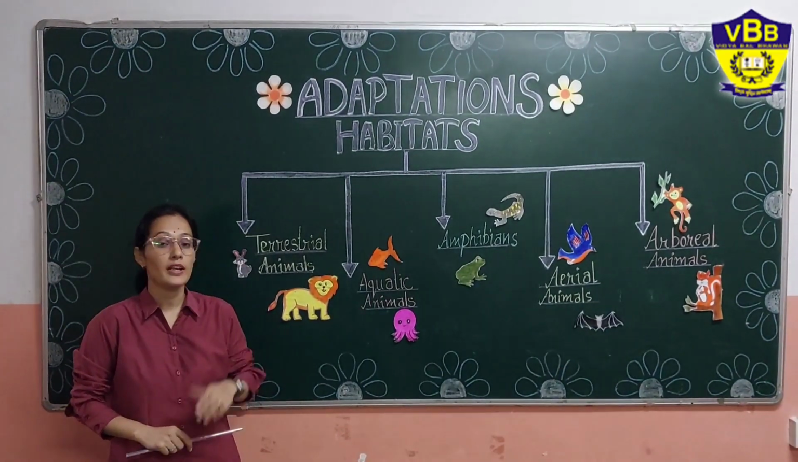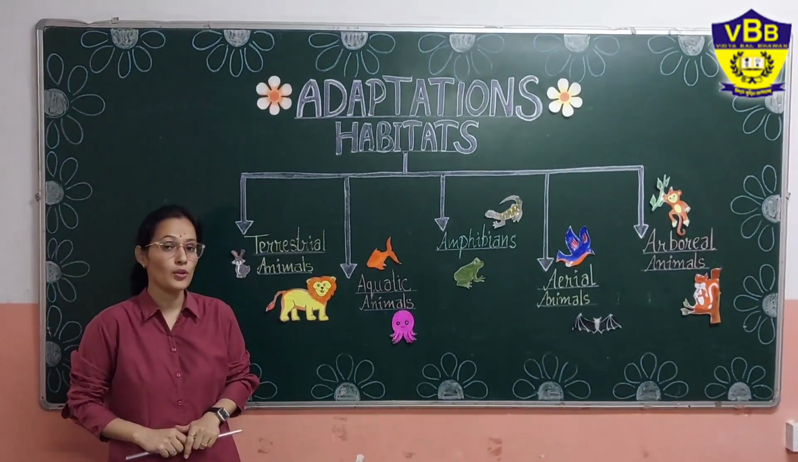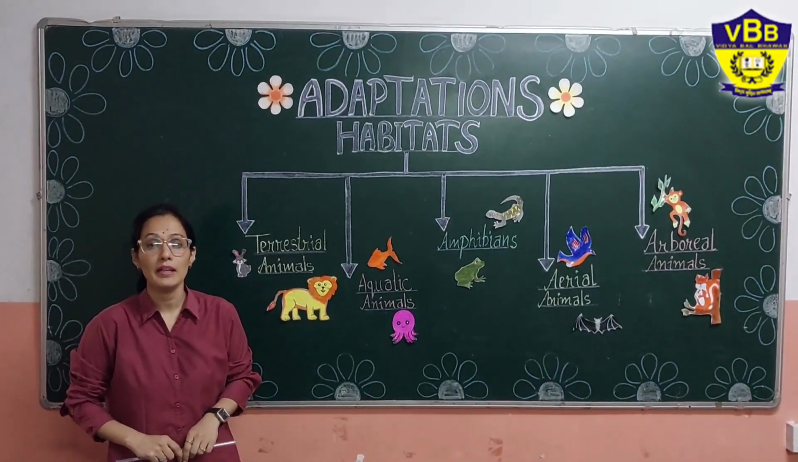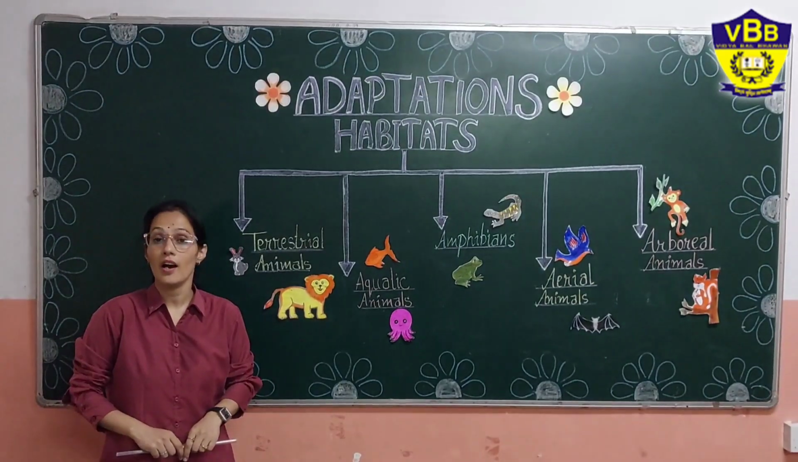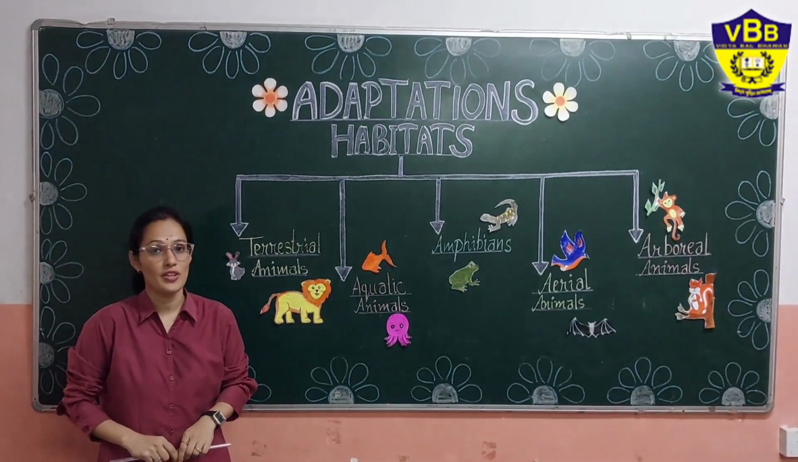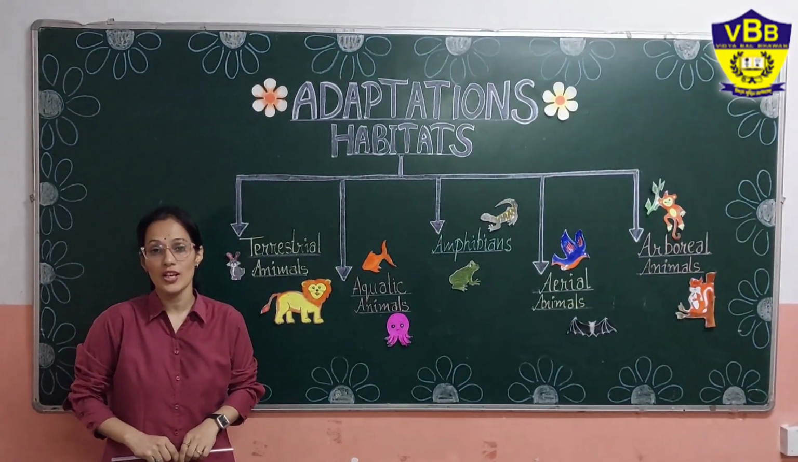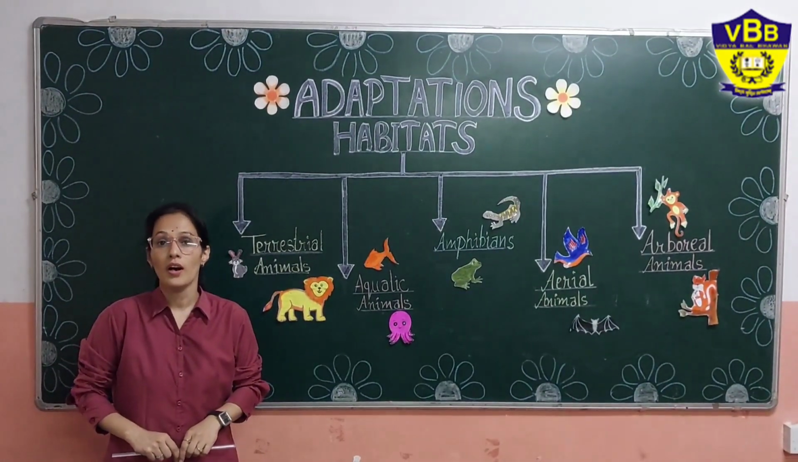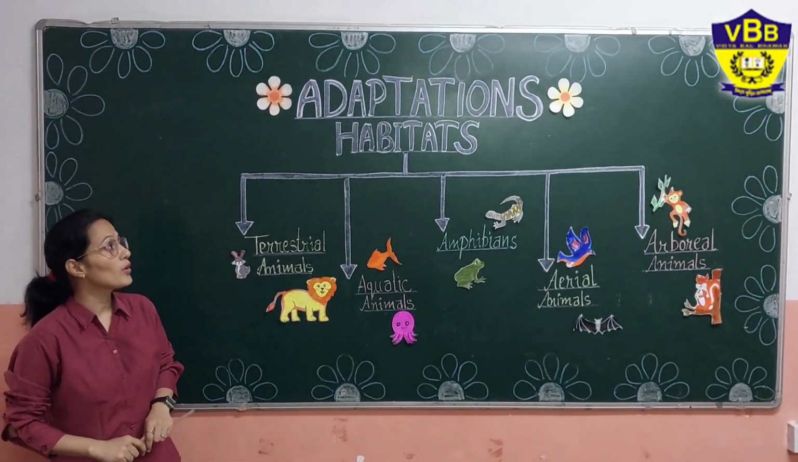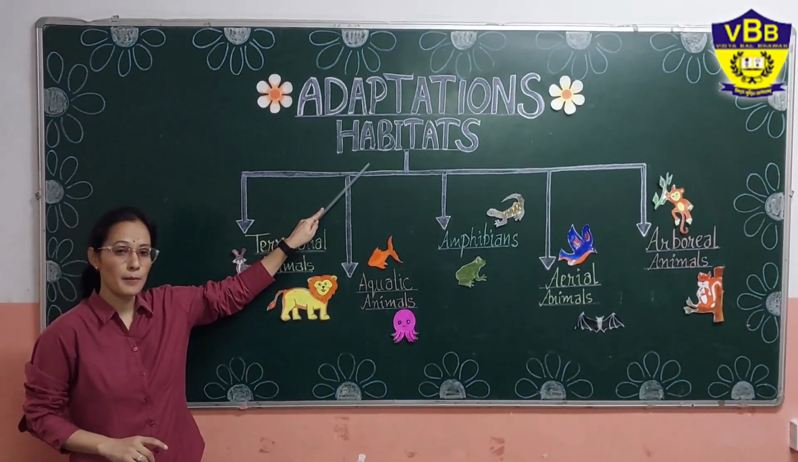In our previous class we studied adaptation depending upon food. We categorized animals into 5 categories: herbivores, carnivores, omnivores, parasites, and scavengers. So these are the animals which are divided on the basis of adaptation on food. Today we will study adaptation depending upon habitat.